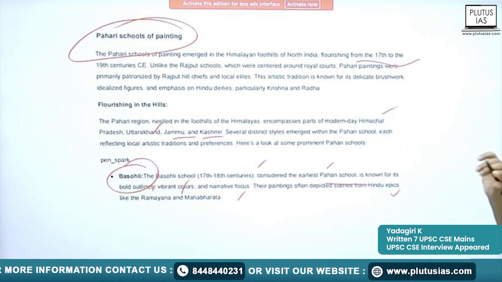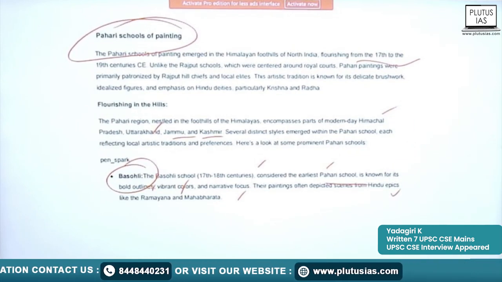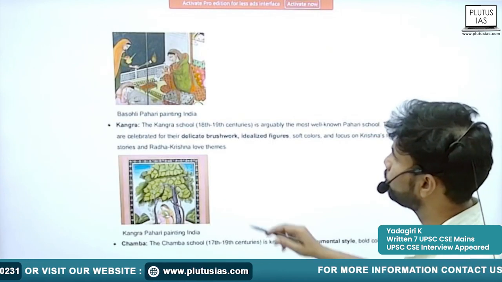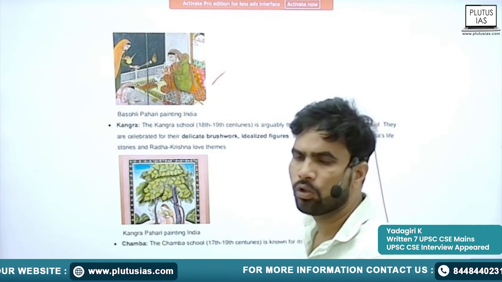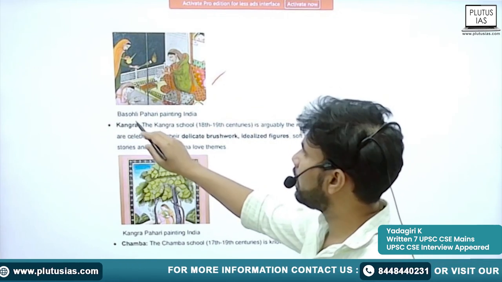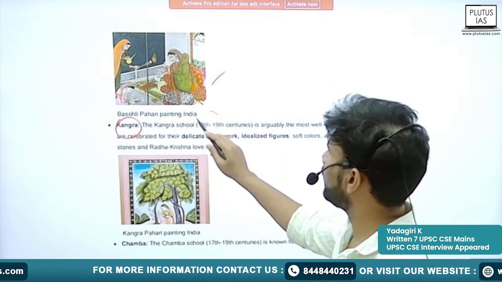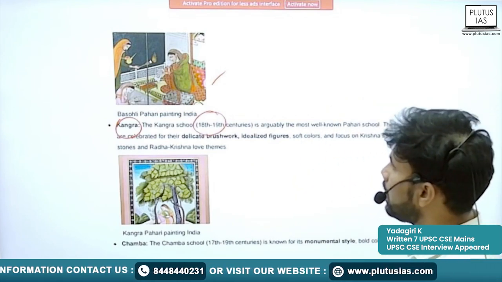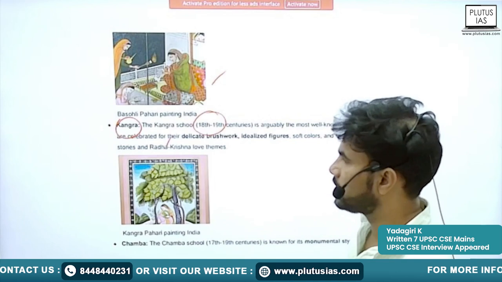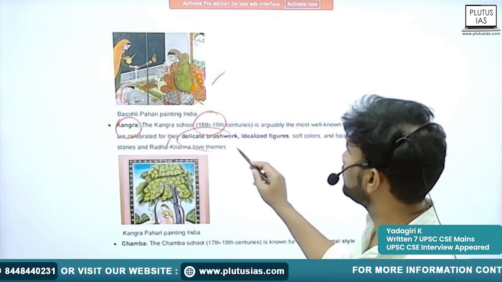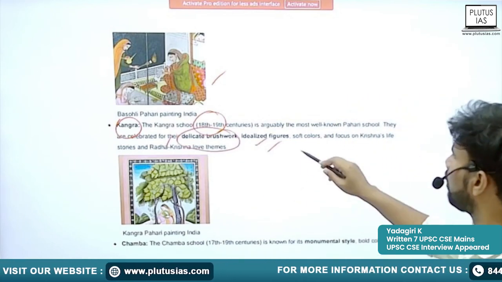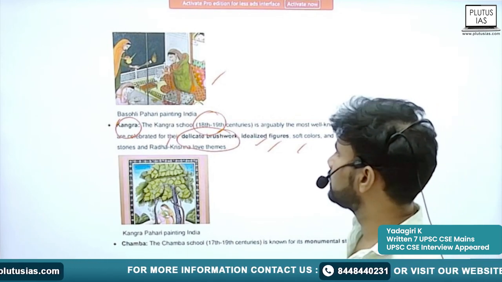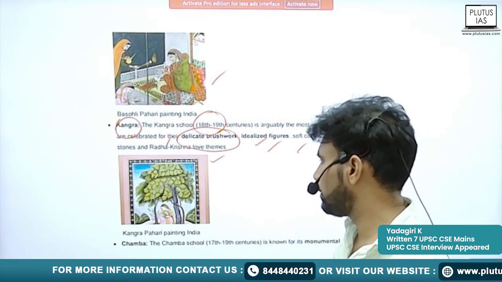These paintings often depicted scenes from Hindu epics like Ramayana and Mahabharata. So here you can see the Basholi school of painting. Next is the Kangra school of painting. It flourished between the 18th and 19th century AD, right? These paintings are celebrated for their delicate brushwork, idealized figures, soft colors, and a focus on Krishna's life stories and Radha Krishna love themes.